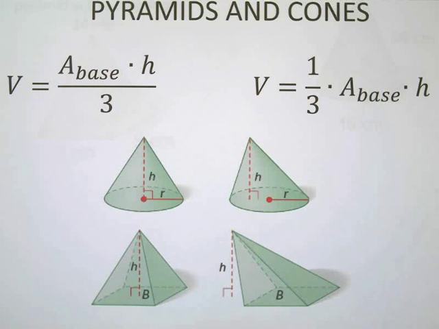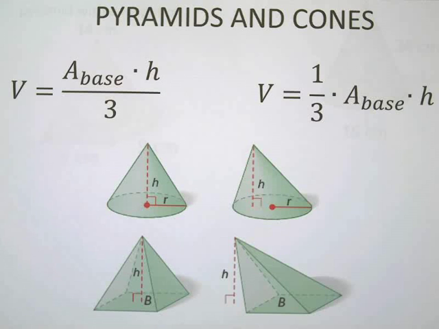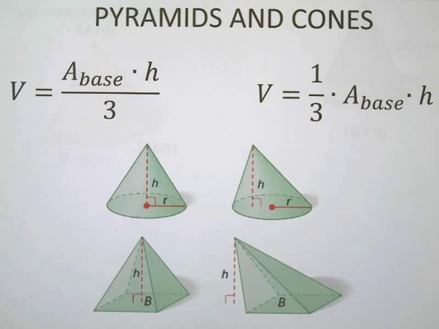Alright, so this is the fourth video here. We're finally going to get into pyramids and cones. The idea is that with a pyramid and a cone, as with a prism and a cylinder, the volume is the area of the base times the height.